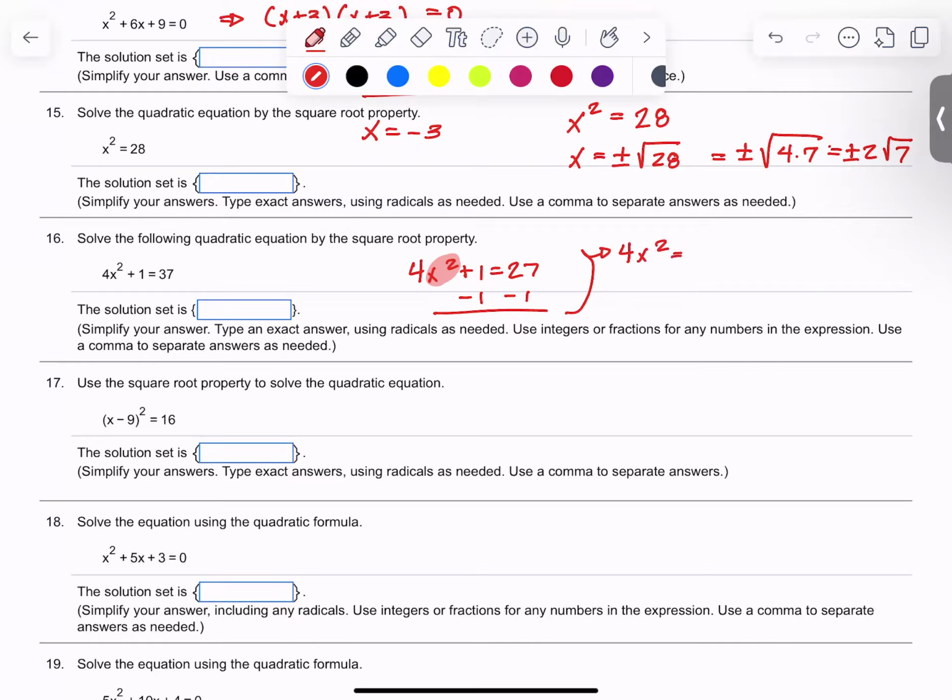I believe that is 26. Oh, I got a 37. I knew I was making a mistake. You heard me pause. That's a 37, not a 27. 37 minus 1 is 36. Okay, and then I'm going to divide both sides by 4. X squared is equal to 9. So x is plus or minus 3.